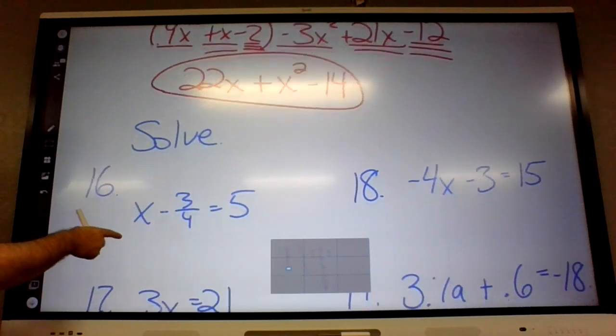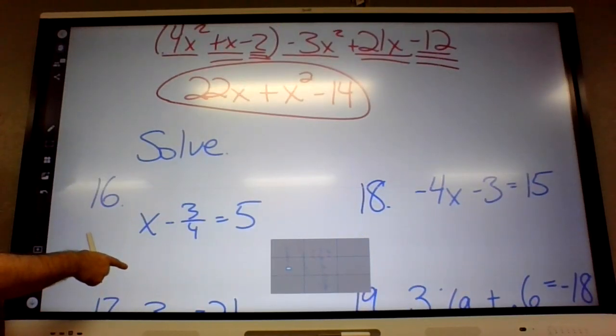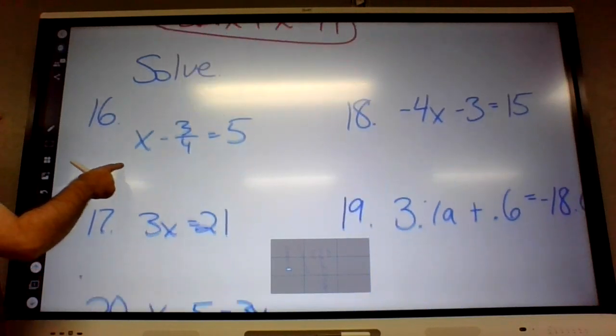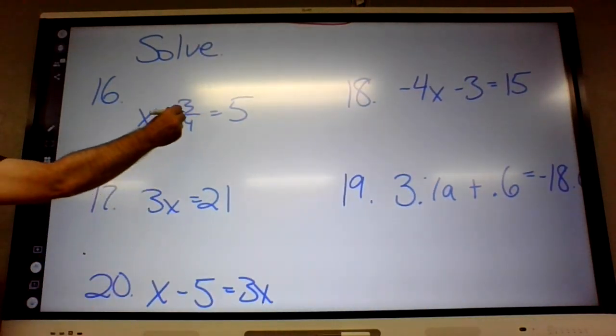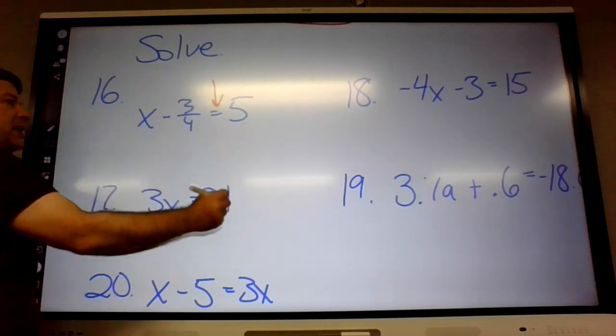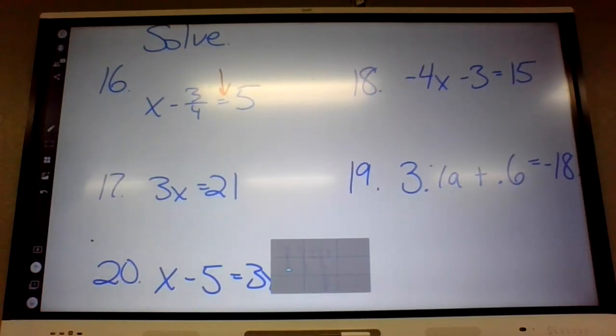Okay, now it says solve. What's different about these problems? Are you guys done with that one? What's different about solve problems? They're equations. They have an equal sign in them. And we can find out what x has to be for this to be true. This is our last section. I think 23 is the last problem or something like that.